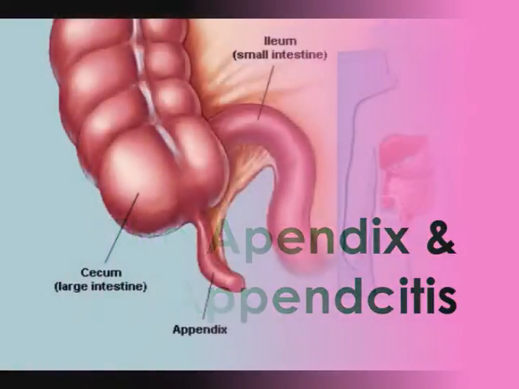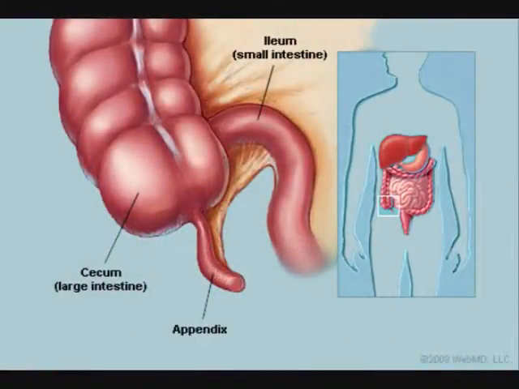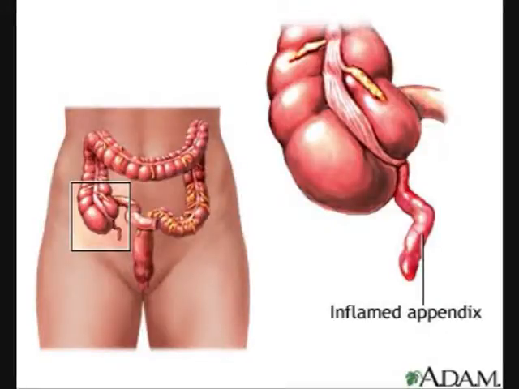The appendix is a small projection at the beginning of the large intestine and is made partially of lymphatic tissue, and until now has been thought to have no bodily function. The appendix secretes mucus, which travels through the appendiceal lumen into the large intestine. Appendicitis is usually the result of the appendiceal lumen being obstructed.